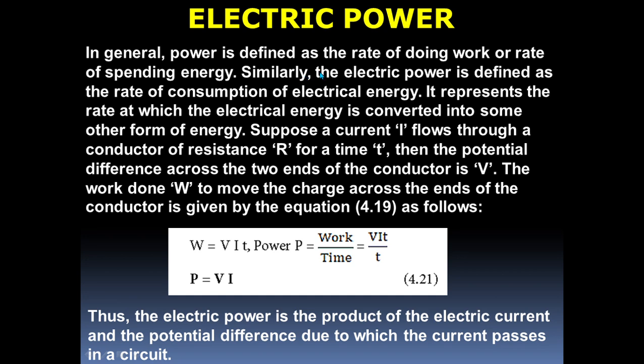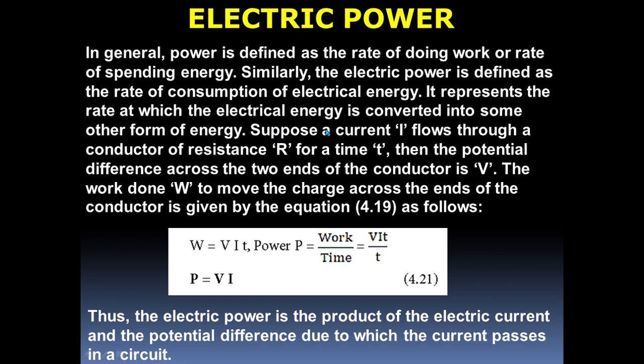Similarly, electric power is defined as the rate of consumption of electrical energy. Please note it down, children. Electric power is defined as the rate of consumption of electrical energy. It represents the rate at which electrical energy is converted into some other form of energy.